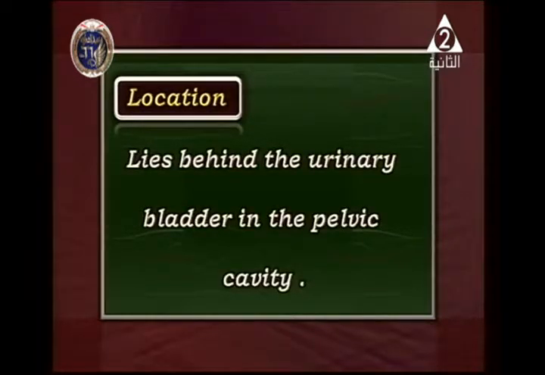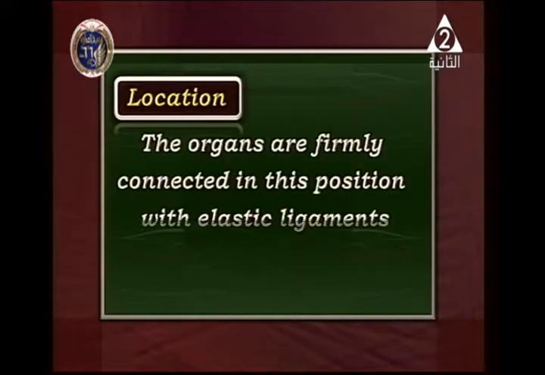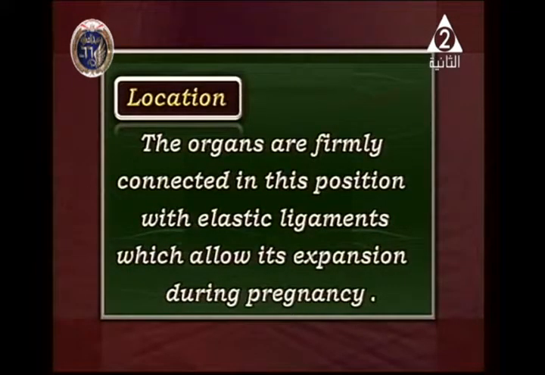Well, where is its location? It lies behind the urinary bladder of the female in the pelvic cavity. And the pelvic cavity comes from the pelvis. If you remember in the skeletal system we studied before, the pelvis is in the lower part of our body. Also, the organs are firmly connected in this position. I mean, they are fixed tightly together with elastic ligaments, which allow their expansion during pregnancy. It's very important to know it.